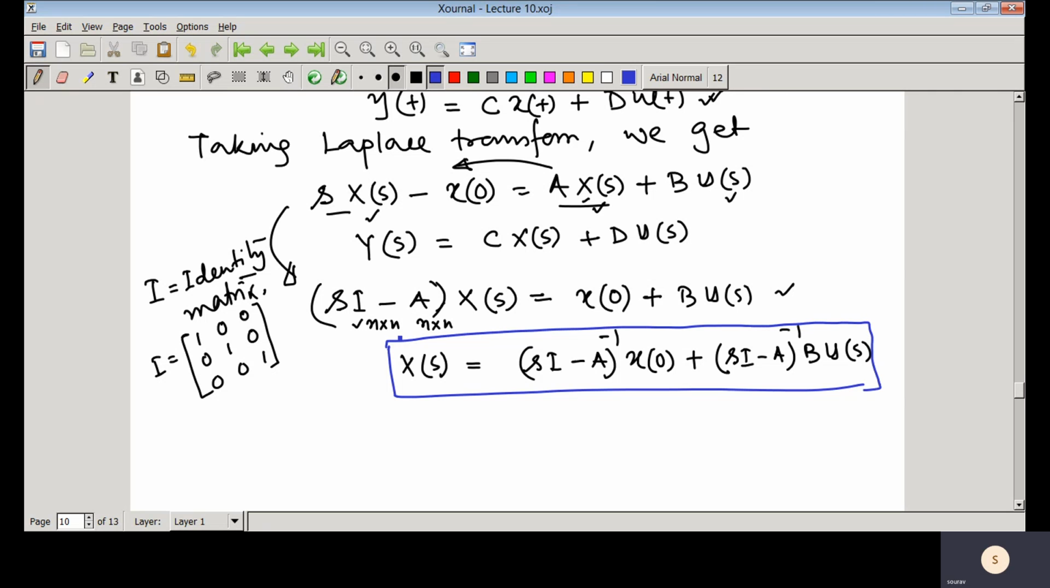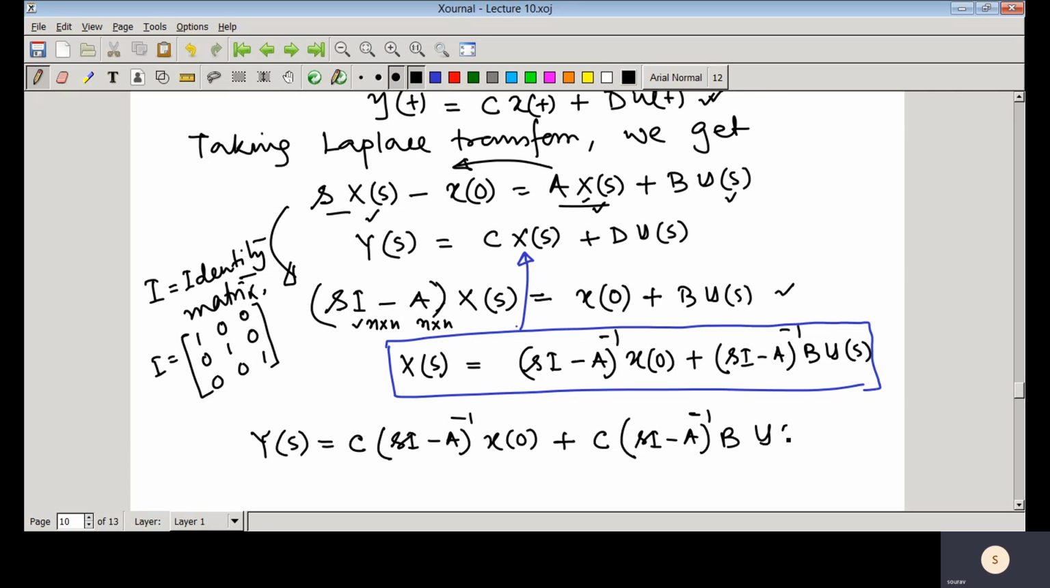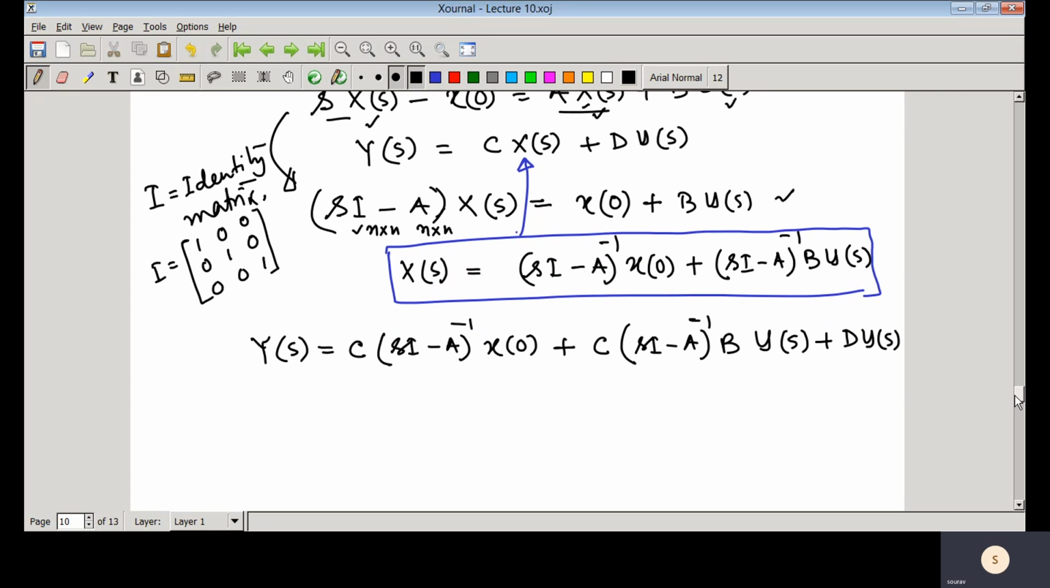So now if you replace this equation here, then what will we get? We get that ys equal to c into si minus a inverse x0 plus c into si minus a inverse bus plus dus. So as we are interested in finding the transfer function, as you know, the transfer function is obtained whenever you assume that all initial conditions are 0.